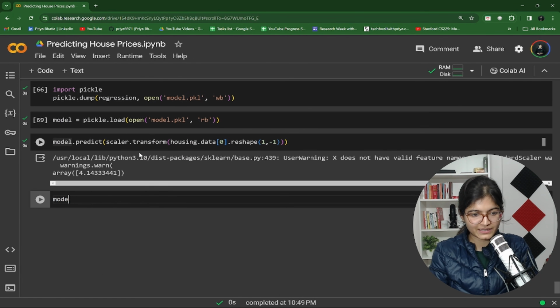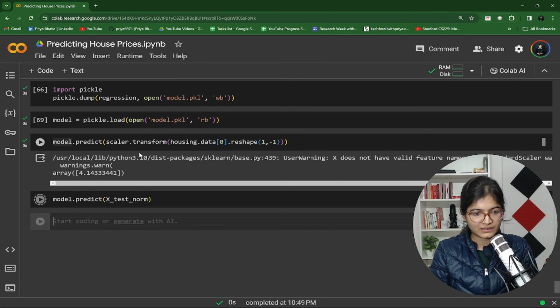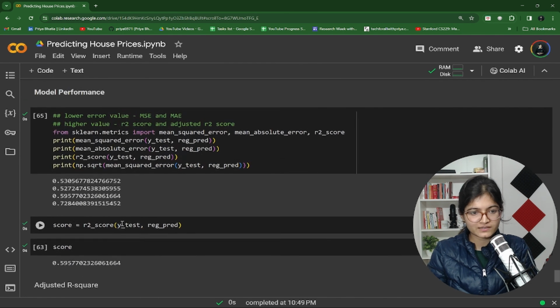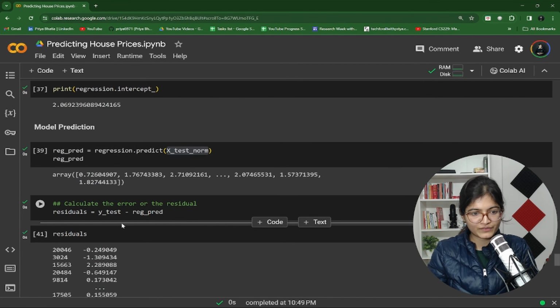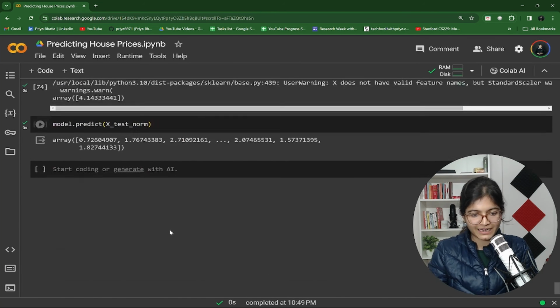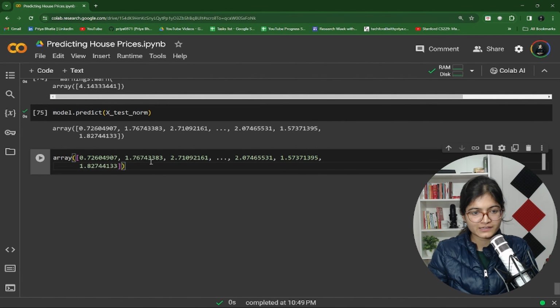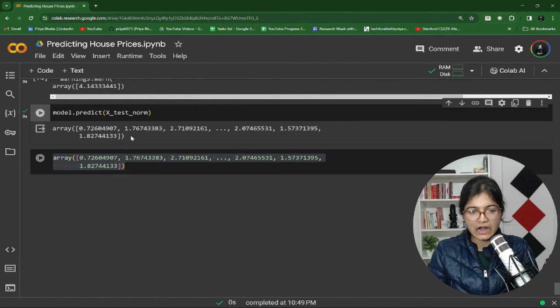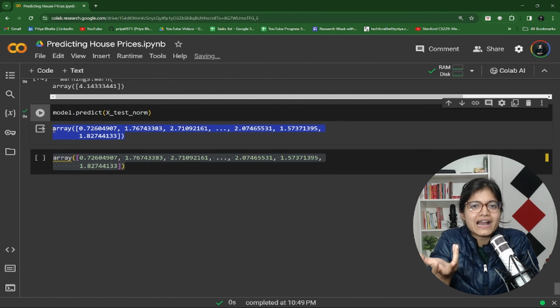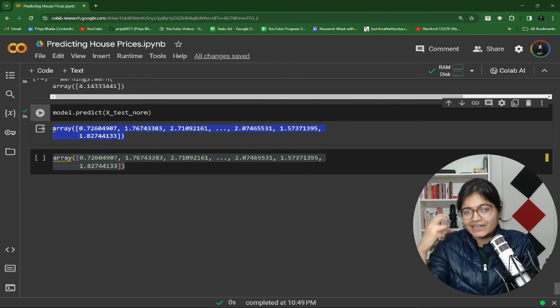Maybe what I will do, I'll say model dot predict. This is the normalized values. Let's see what we will be able to get here. So can you see, we will be able to get, again, the predicted values of all the house prices, 0.7260 something something. If we go back, the output of this, let me copy this, and the output of this is exactly the same. Why is that so? Because we are using anyhow the same coefficients, same intercepts.